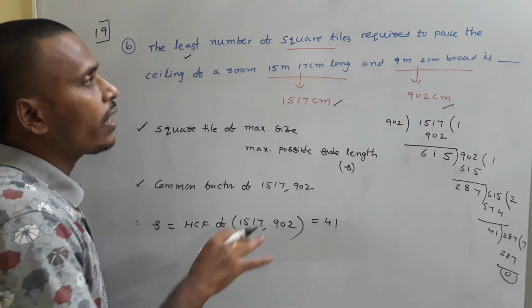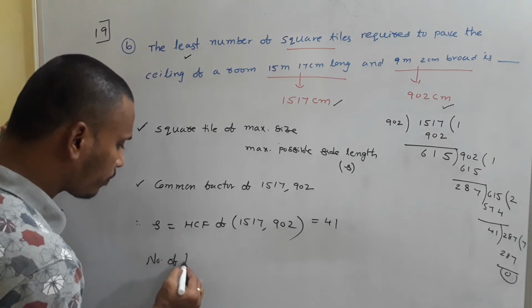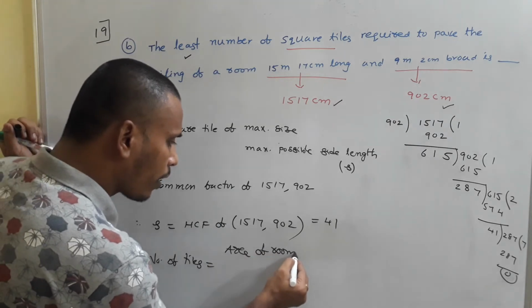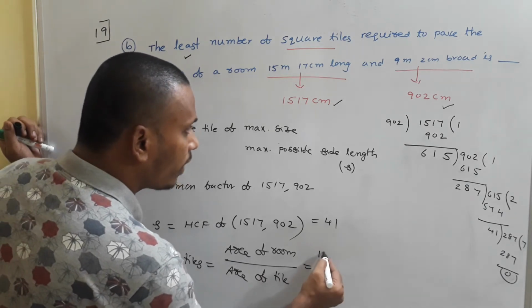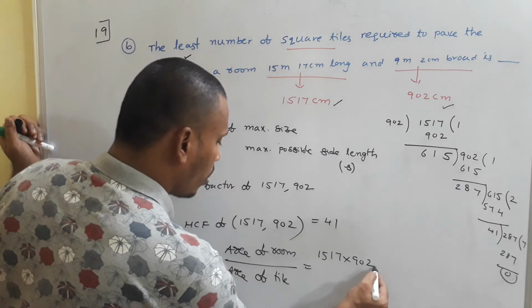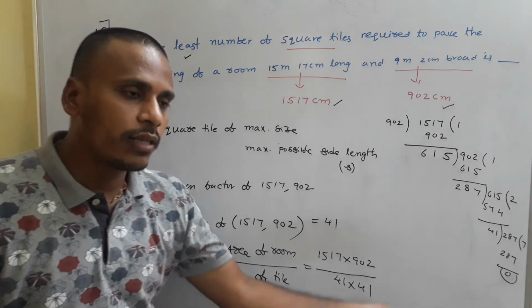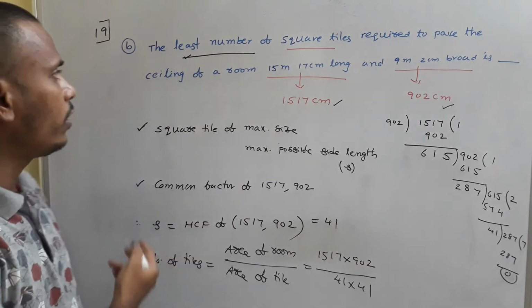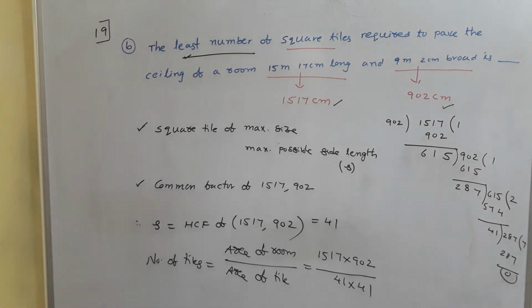We need to cover the total area of that ceiling or floor with the square tiles. The number of tiles is equal to the area of the room divided by the area of the tile. The area of the room is simply length into breadth, 1517 into 902, and the area of the tile is 41 into 41. If you calculate this, that count is the least number of square tiles required to pave the ceiling of the room. If you calculate it, your answer at the end is 814. Okay, complete it.